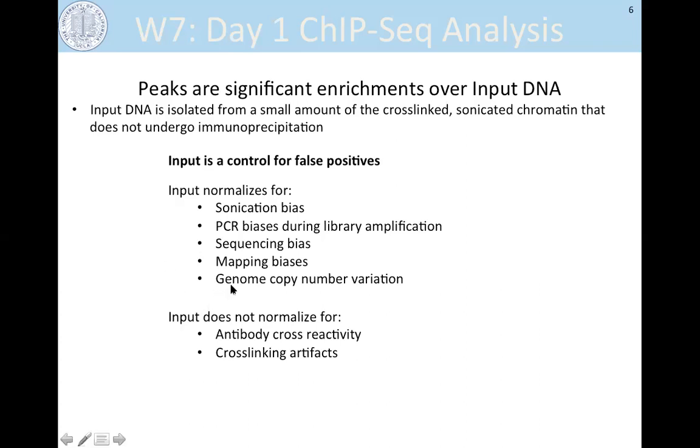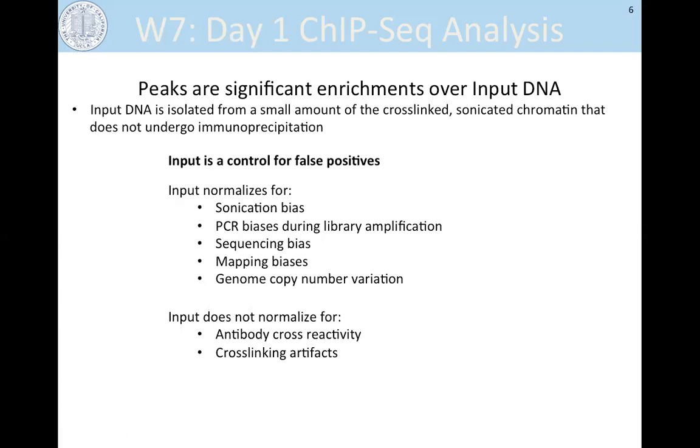And also a lot of transformed cell lines will have variations in genome copy numbers. So since we're taking the same chromatin sample for the input as with the ChIP, your input will control for genome copy number variations. So certain regions of the genome can be overrepresented if they are amplified, for example. So input, however, does not normalize for everything.